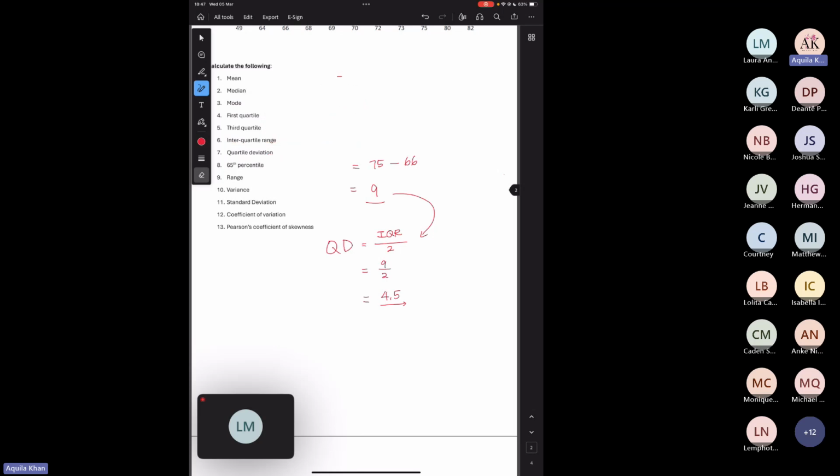So the next one is number 8, which is your 65th percentile. So your 65th percentile, and remember I was saying to you just now, your median, your quartiles, and your percentiles is always calculated following the same steps. First step is to always rearrange your values. Again, if that's done already, then you naturally don't have to worry about it.